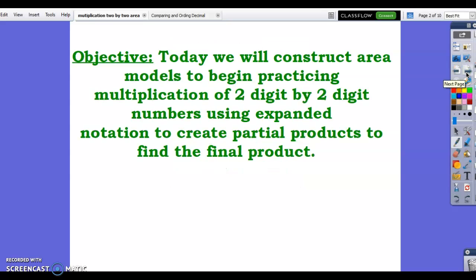Okay, today's objective. Today we will be constructing area models to begin practicing multiplication of 2-digit by 2-digit numbers using the expanded notation to create partial products to find the final product. And we've already seen area models with 3-digit by 1-digit and 4-digit by 1-digit. Today we are practicing a new concept, which is the 2-digit by 2-digit. So make sure that you are paying attention.